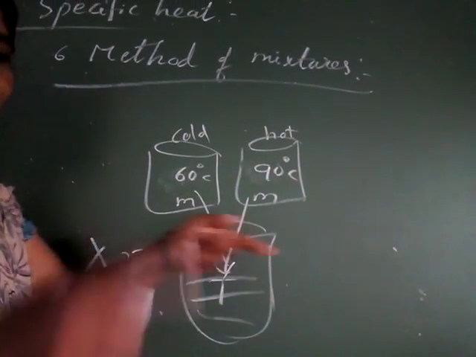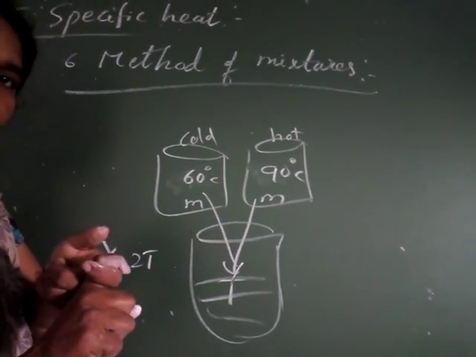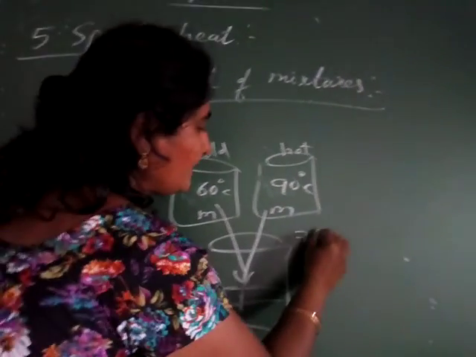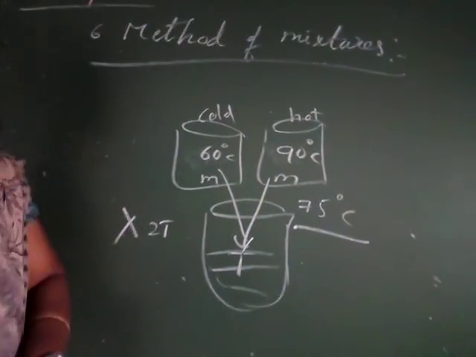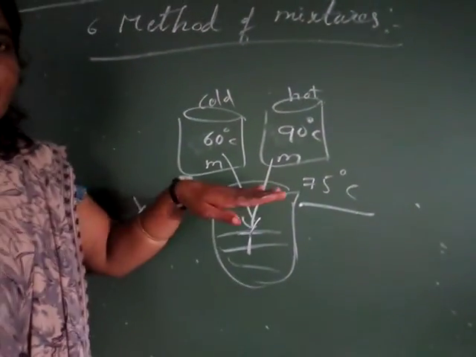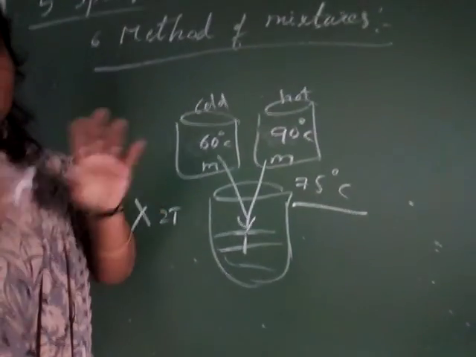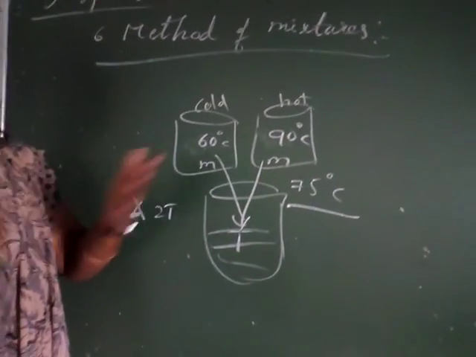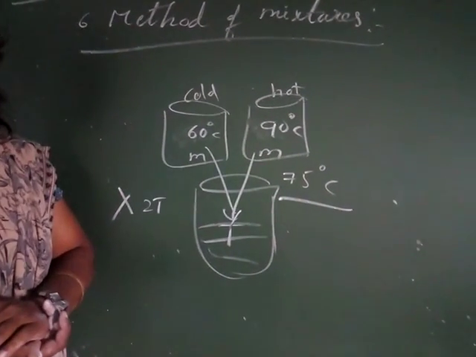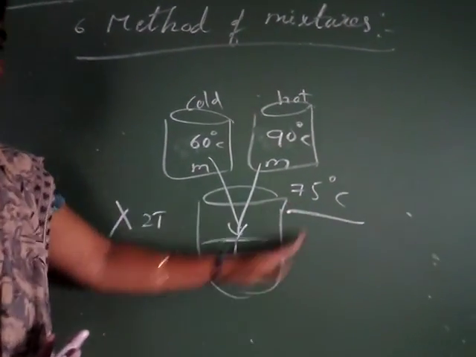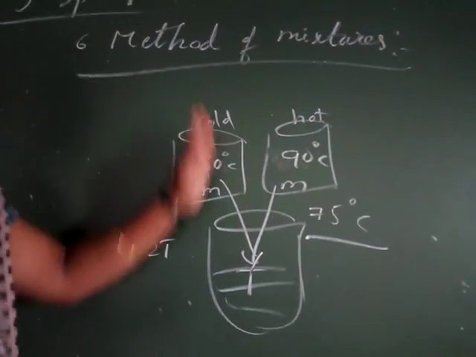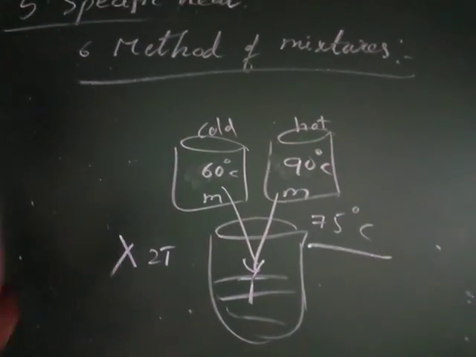Then where will both stay constant? Maybe at 75 degrees Celsius, both will be in an equilibrium state. Then there will be no transmission of heat between the two, because the temperatures become the same. This is the second situation in the method of mixtures.